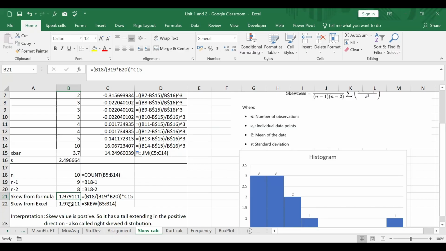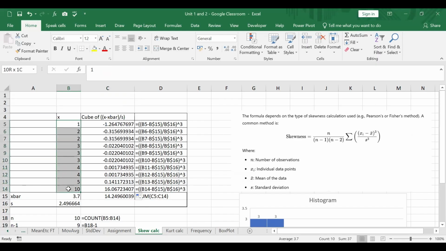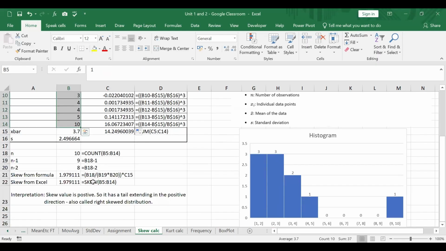But as you know, Excel gives the facility of doing the same thing without going through the calculations. That formula is the skew value from here to here, and that is given as SKEW of B5 to B14. And that comes to exactly 1.797911.